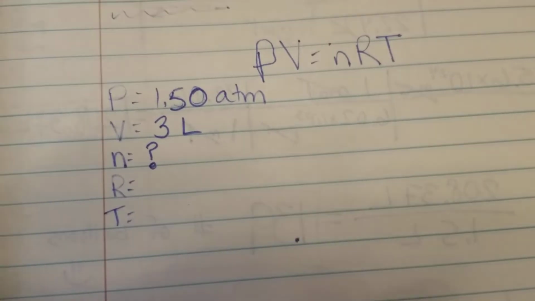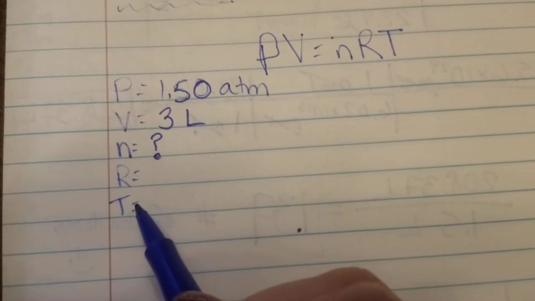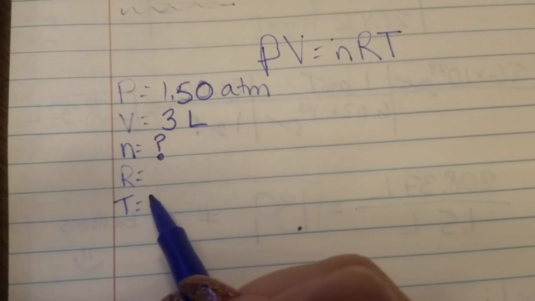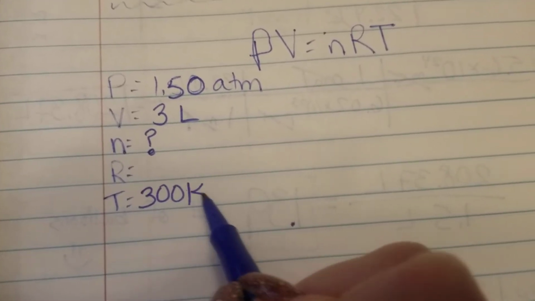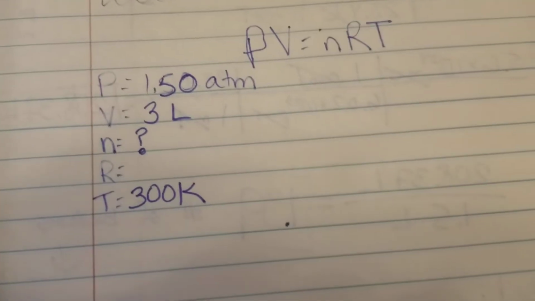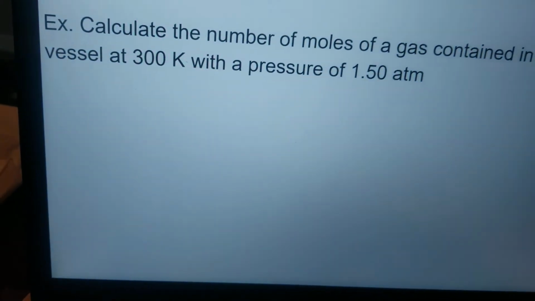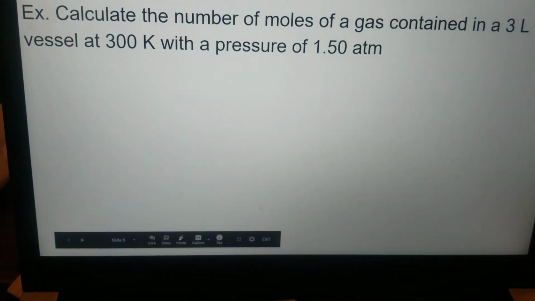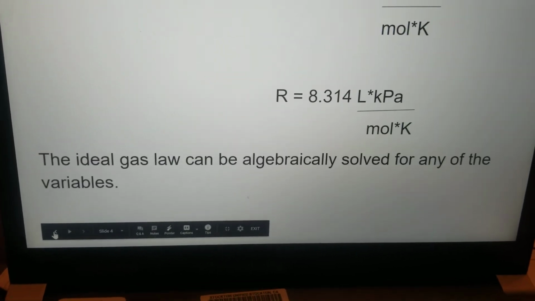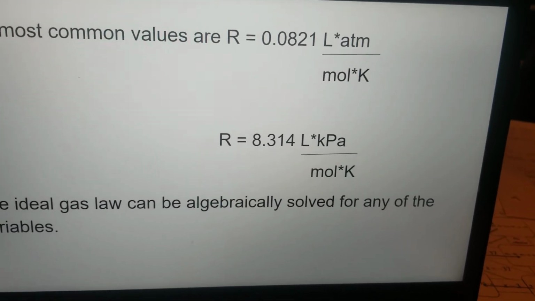We'll come back to R in just a minute because in the problem they give us a temperature. The temperature is 300 Kelvin. Okay, so now R. Let's go and see which R we are going to use. Go back. Here are our two values of R.